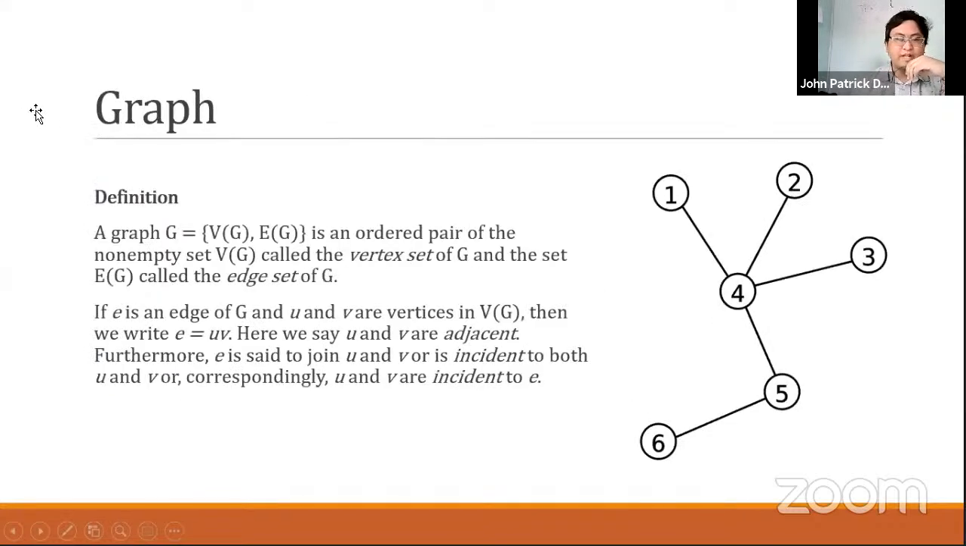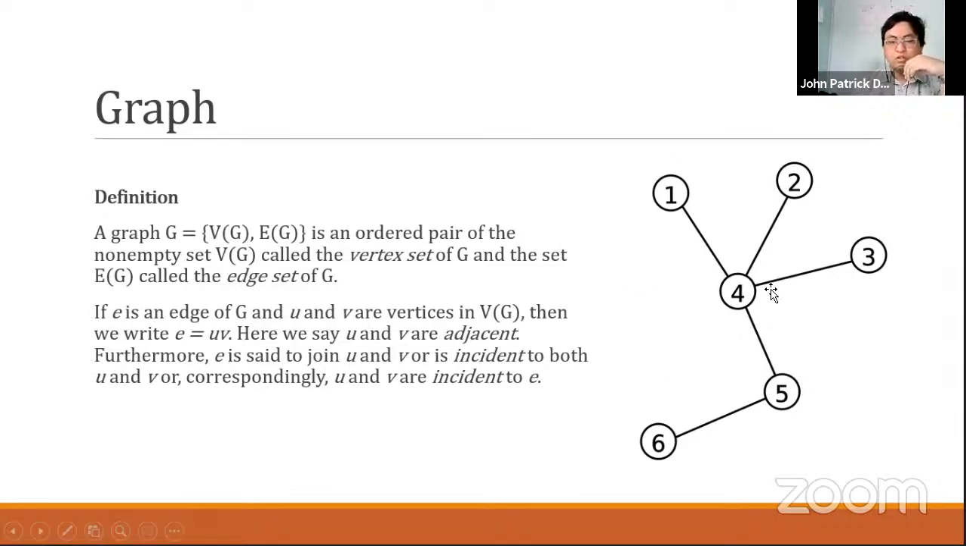So, preliminaries. We will define what a graph is. A graph G is an ordered pair of a non-empty set V of G, called the vertex set of G, and a set E of G, called the edge set of G. If E is an edge of G and U and V are vertices in V of G, then we write E is equal to UV. Here we say U and V are adjacent. Furthermore, E is said to join U and V, or is incident to both U and V, or correspondingly, U and V are incident to E.